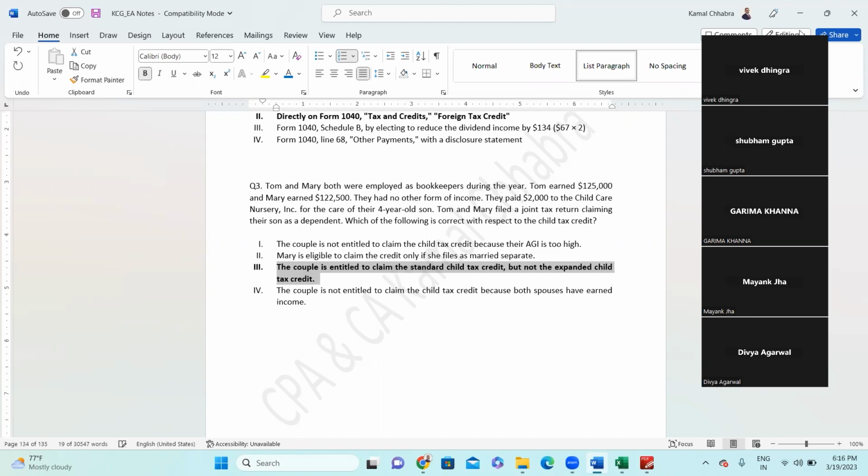Okay, so yeah, this third option is right. The couple is entitled to claim the standard child tax credit, but not the extended one, right? Because their income is less than $400,000, but more than $125,000 as a married filing jointly. Make sense? Yes.